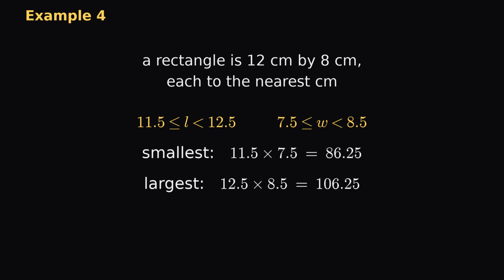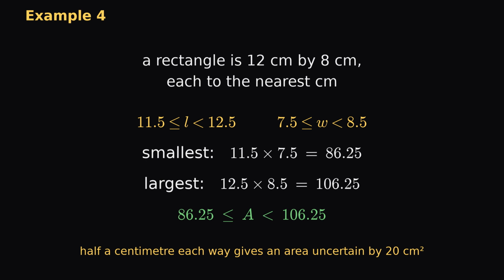Largest uses both upper bounds. 12.5 times 8.5 is 106.25. And look how wide that is. 2 measurements, each uncertain by half a centimeter, give an area uncertain by 20 square centimeters.